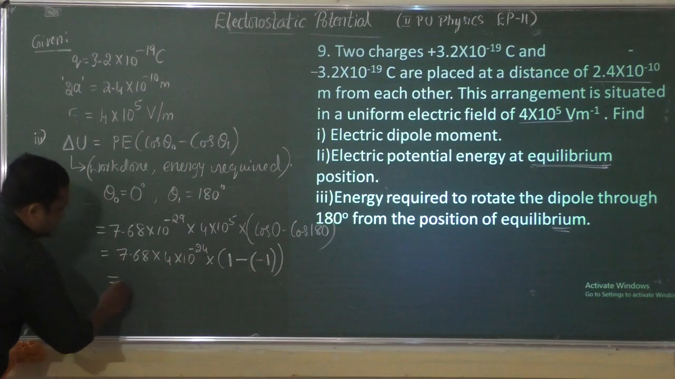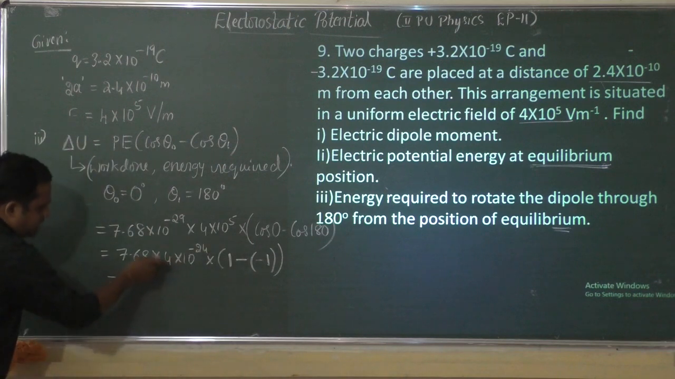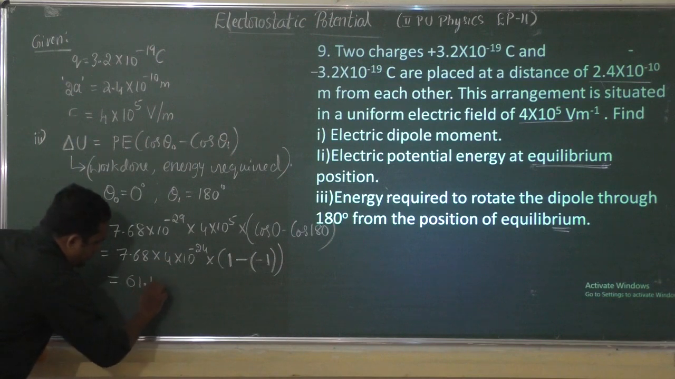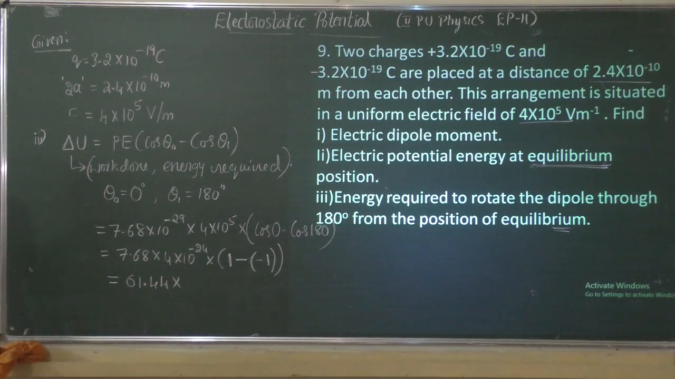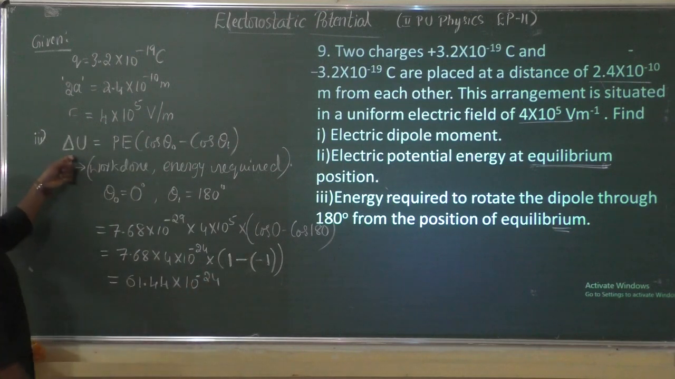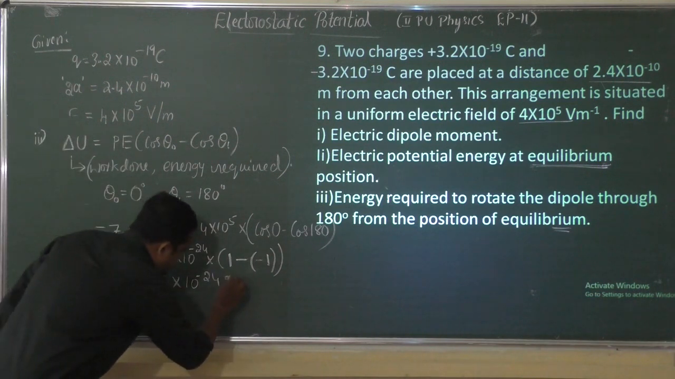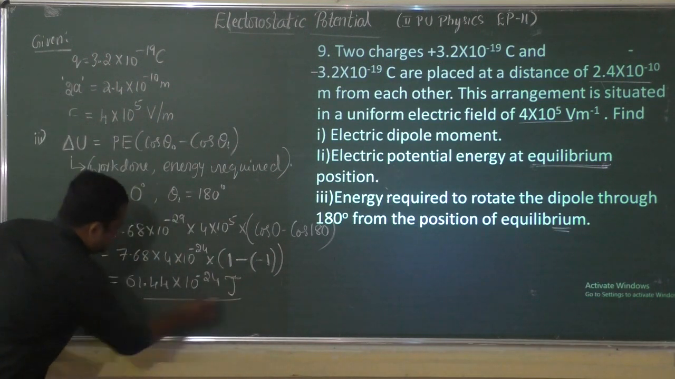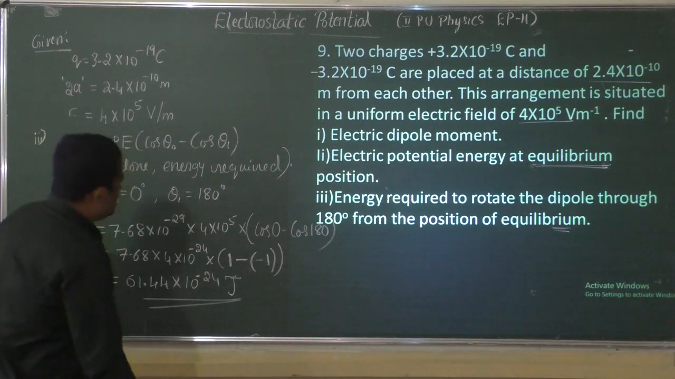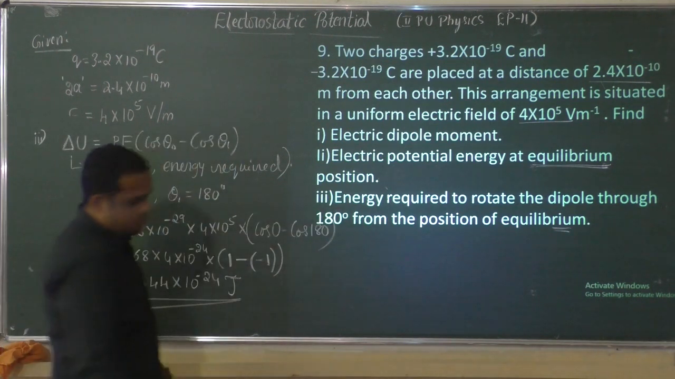So that is equal to 1 plus 1, 2, 2 into 4 is 8, 8 into 7.68 is equal to 61.44 into 10 power minus 24. Again, it is the energy required, or the change in potential energy, or the work done, so it is expressed in joules. So the work done is equal to 61.44 into 10 power minus 24 joule. That is the answer for the third question.